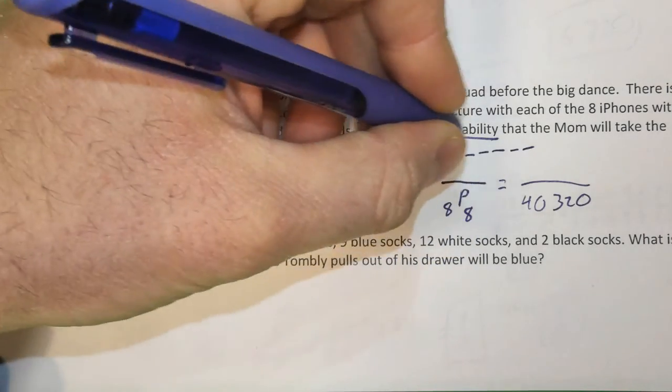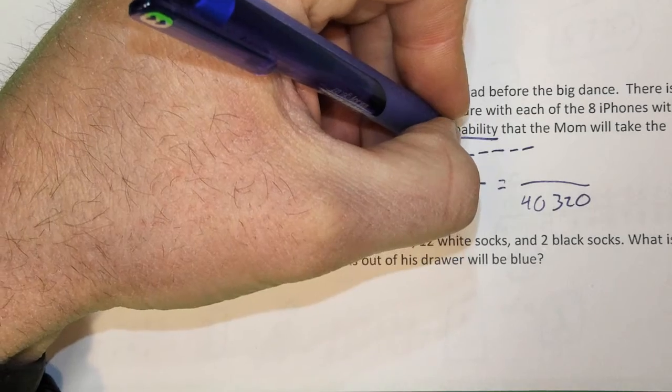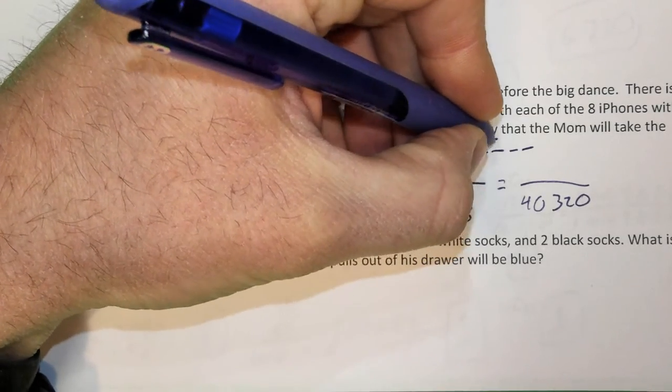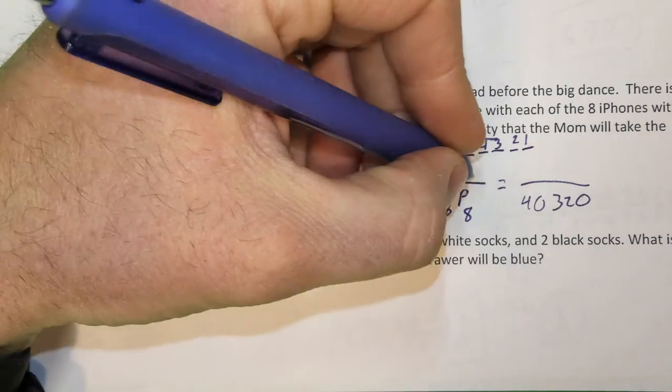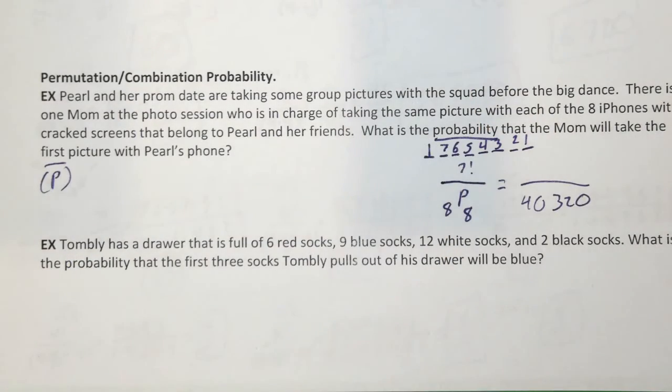And now that you've used 2 phones, now you just need to drop down a little bit. So that's going to be 6, 5, 4, 3, 2, 1. The simpler way to do all this would just be 7 factorial. So that's where things get a little bit complicated.